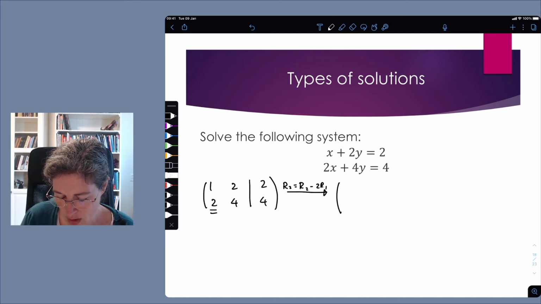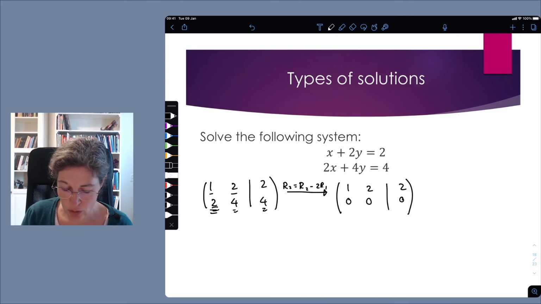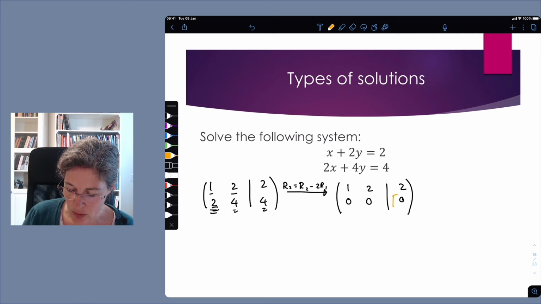What happens? Well, we're not changing row 1, so now we've got 2 minus 2, which is 0, 4 minus 2 times 2, which is 4, so that's a 0. Oh, so now we've got something that looks a little bit like the previous case, but there's a crucial difference here. And the crucial difference is that we've got a 0 here.